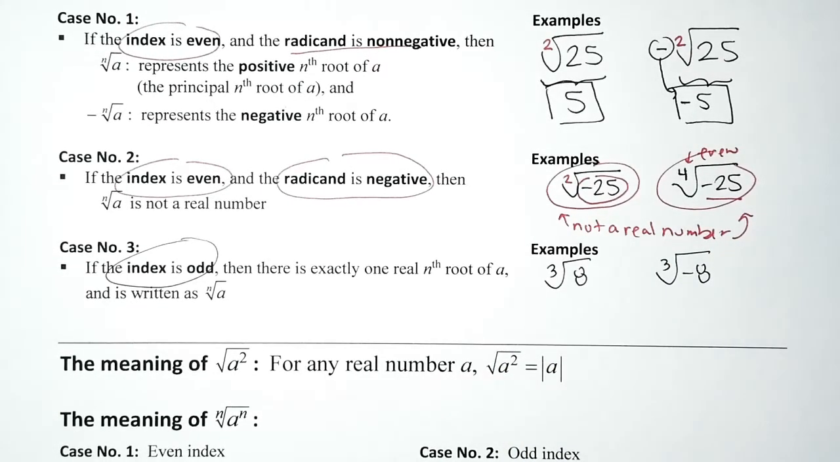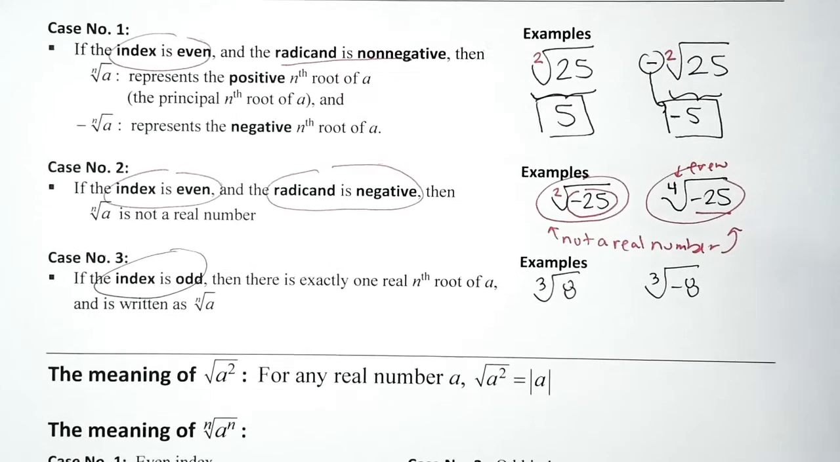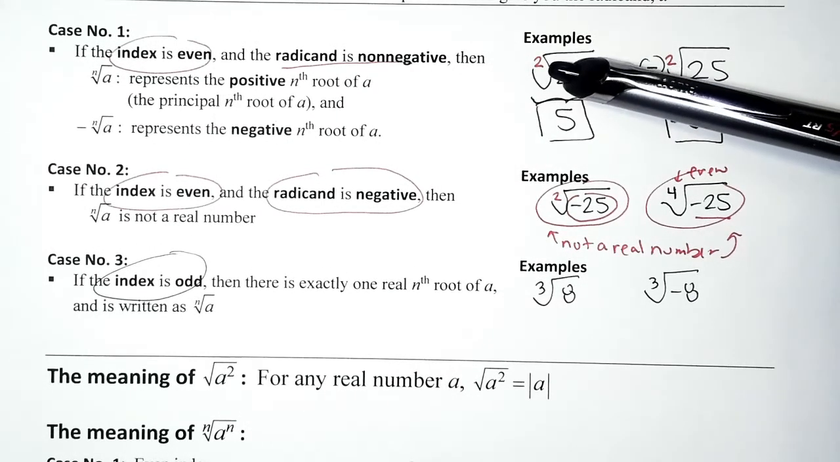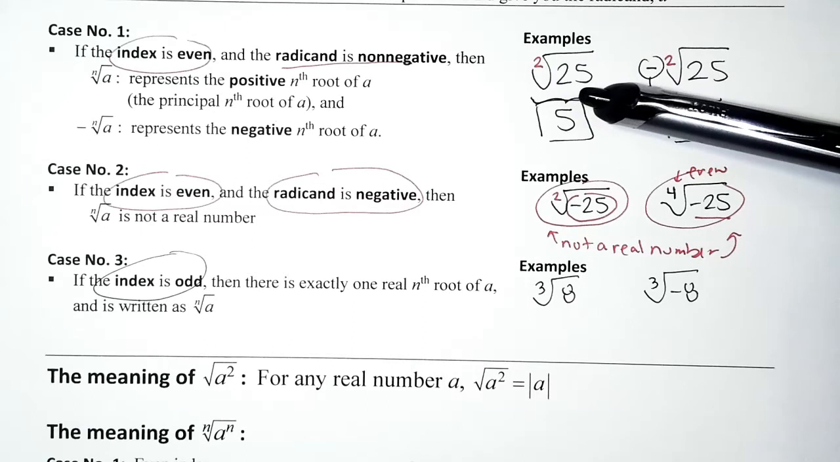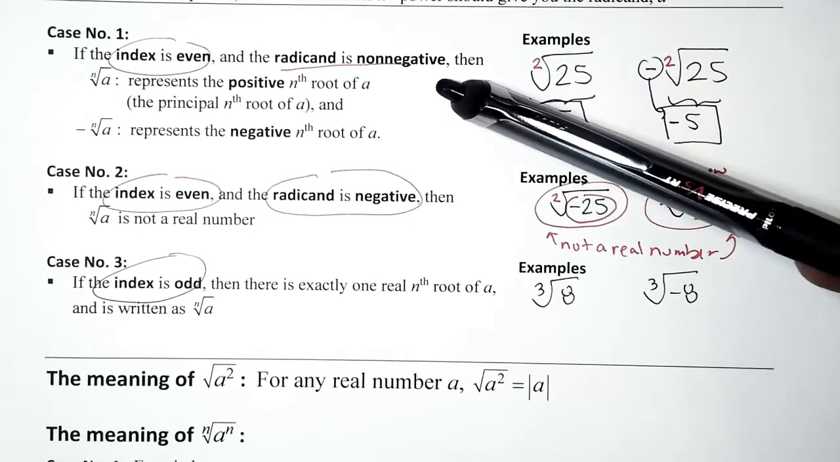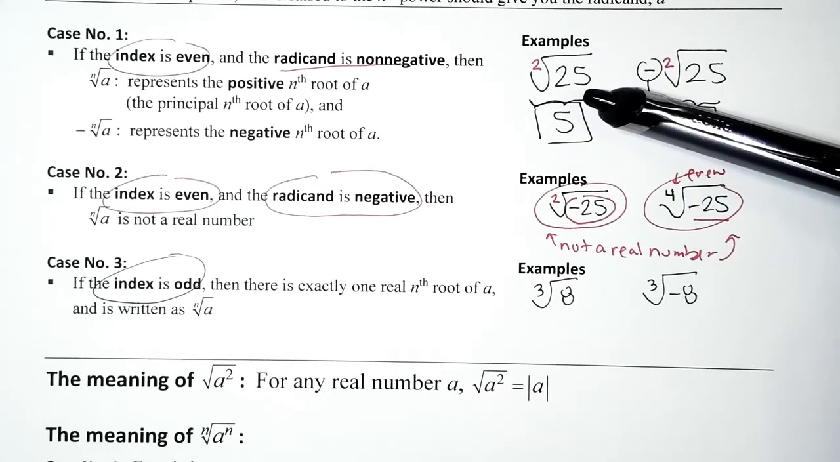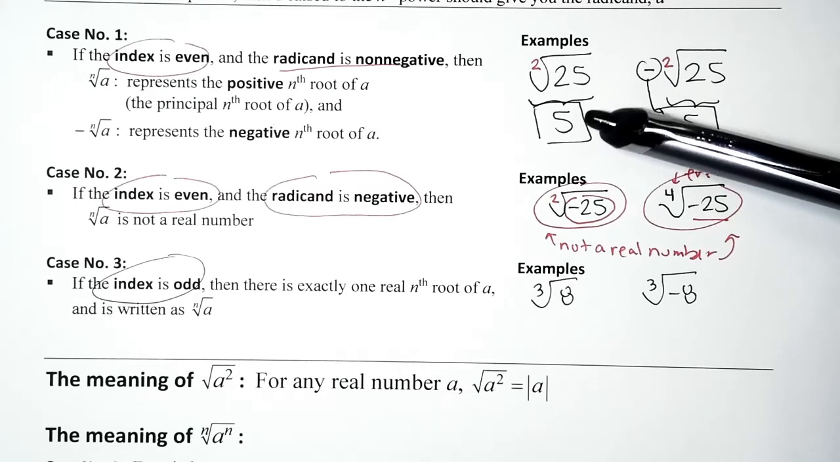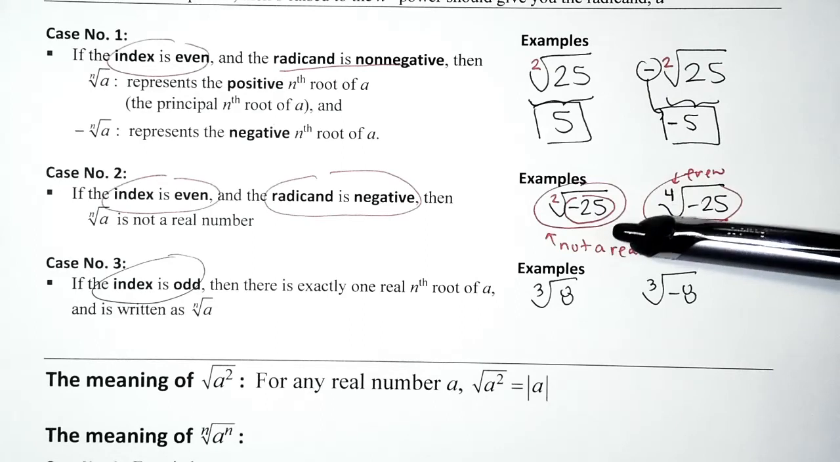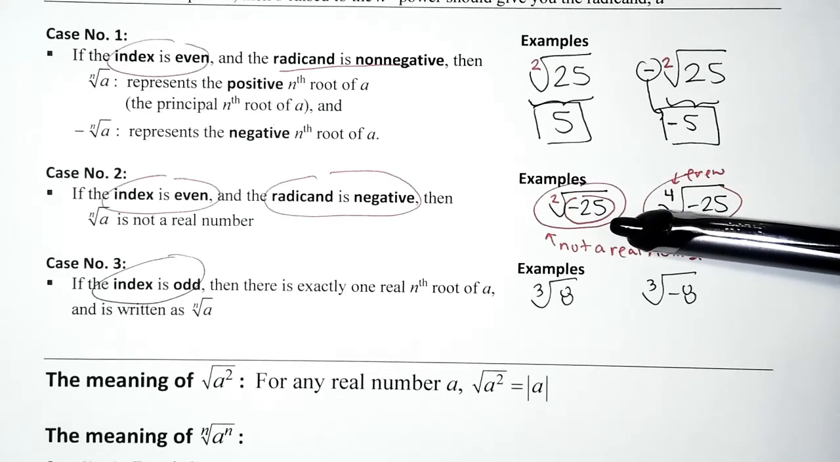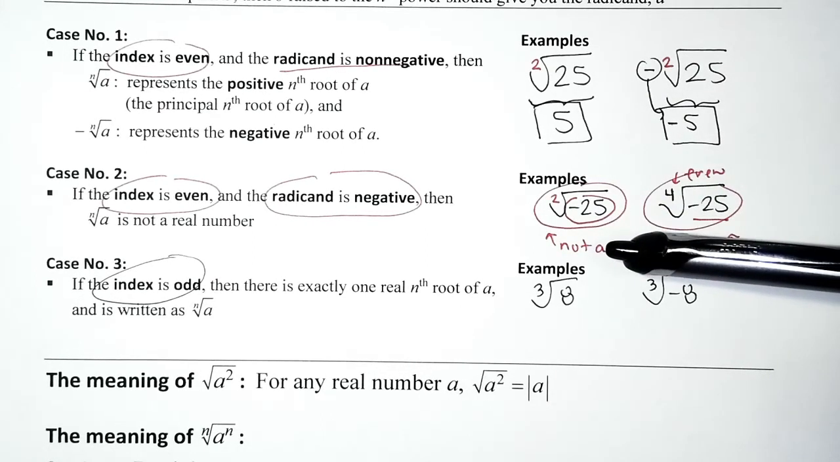What I want to point out is this: if the index is even, make sure that your radicand is positive. I'm supposed to say non-negative, okay? But yeah, make sure your radicand is positive. If it is, you have the green light to simplify it. If you have an even index and your radicand is negative, then you just go straight to not a real number, okay?